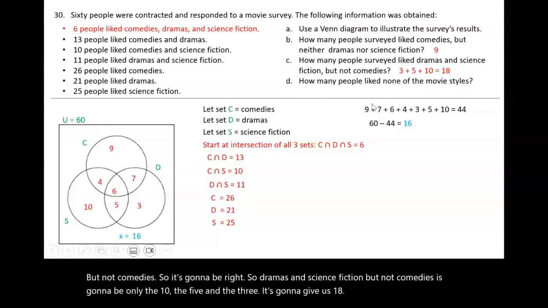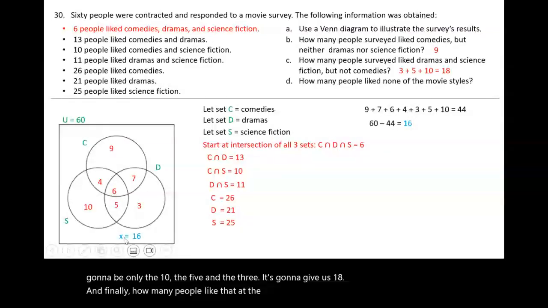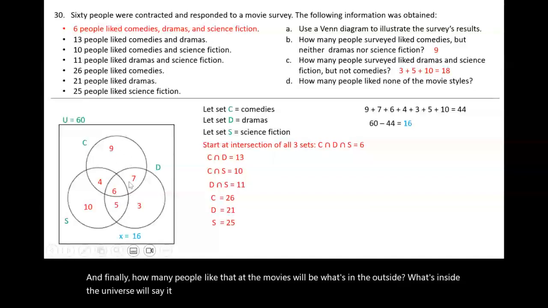And finally, how many people like none of the movies will be what's outside, what's inside the universal set but is not included in any of the sets, which is set C, set D, and set S. So the answer will be 16.